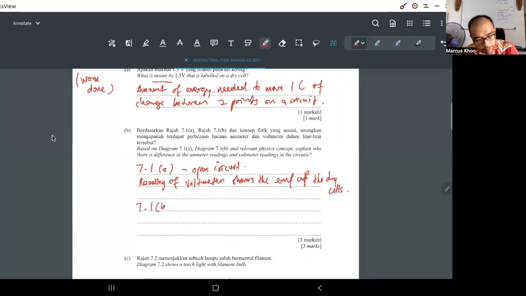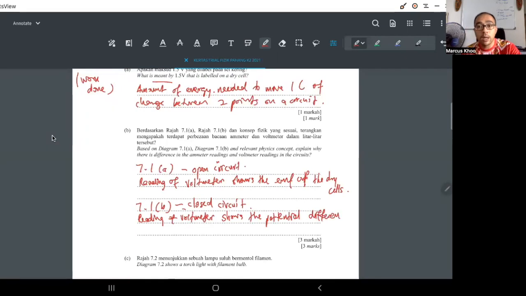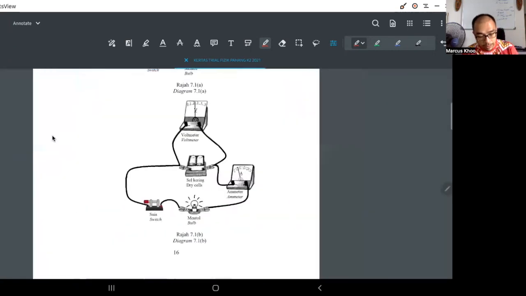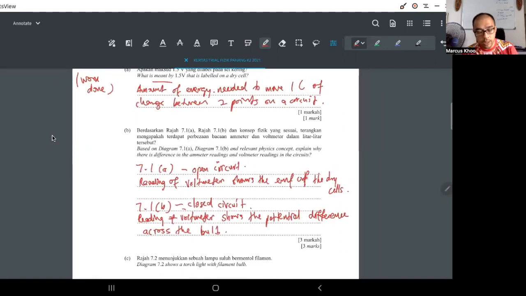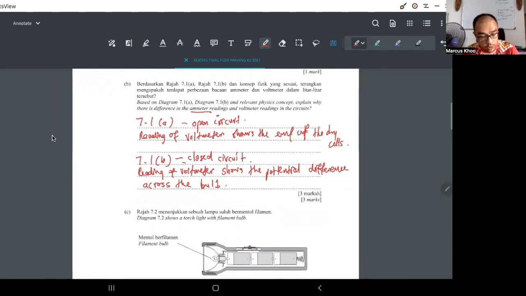Now in 7.1b, we turn on the switch, so it is called a closed circuit. Diagram 7.1b is a closed circuit. When the circuit is closed, the reading of voltmeter shows the potential difference in the circuit, or the potential difference across the light bulb. Across the bulb. But it's not finished, you need to talk about the ammeter also. The reading of ammeter shows the current flow in the circuit.